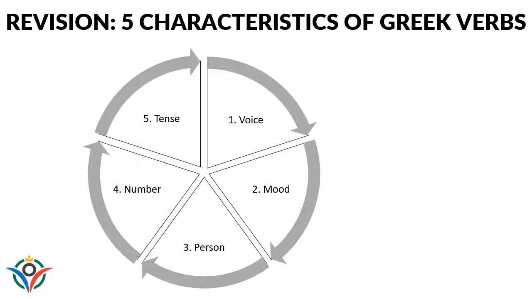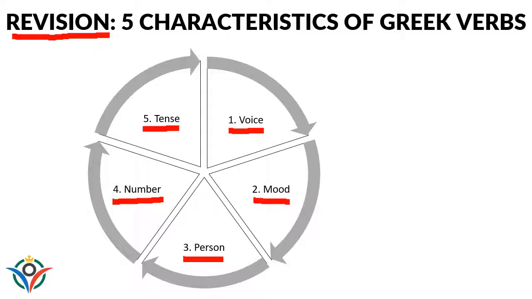Since we are learning about a new tense form in today's lesson, I thought it'd be a good idea to do some revision of the 5 characteristics of Greek verbs. If you want a fuller explanation of each one, please go and watch lesson 2 of this basic biblical Greek course. So the first characteristic of verbs is that they have a voice. The second, they have a mood. Third, they have a person. Fourth, they have number. And finally, they have tense.